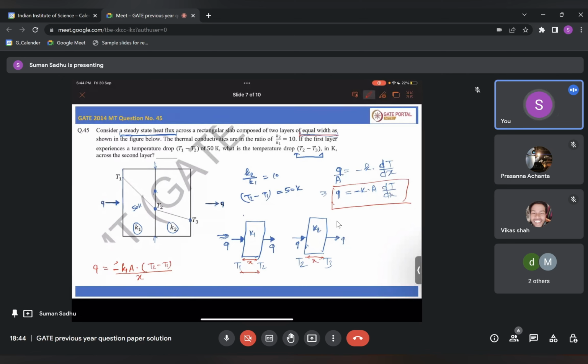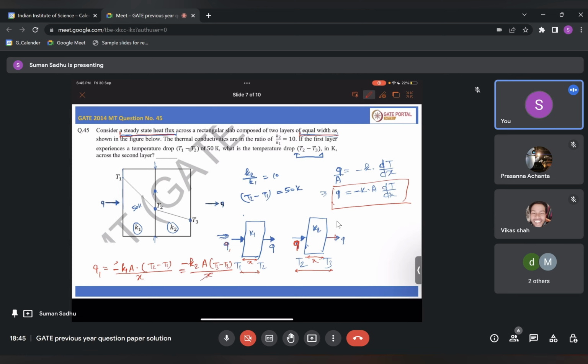The Q for both will be the same, so it will be Q only, and this Q will also be the same because it is a steady state. What will be this Q value? It will be minus K2 into A, and the temperature difference is T3 minus T2, divided by x.